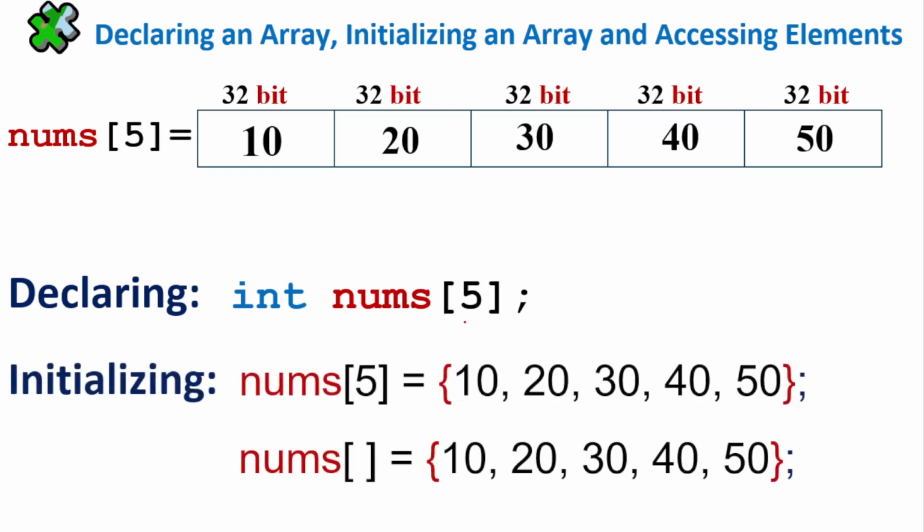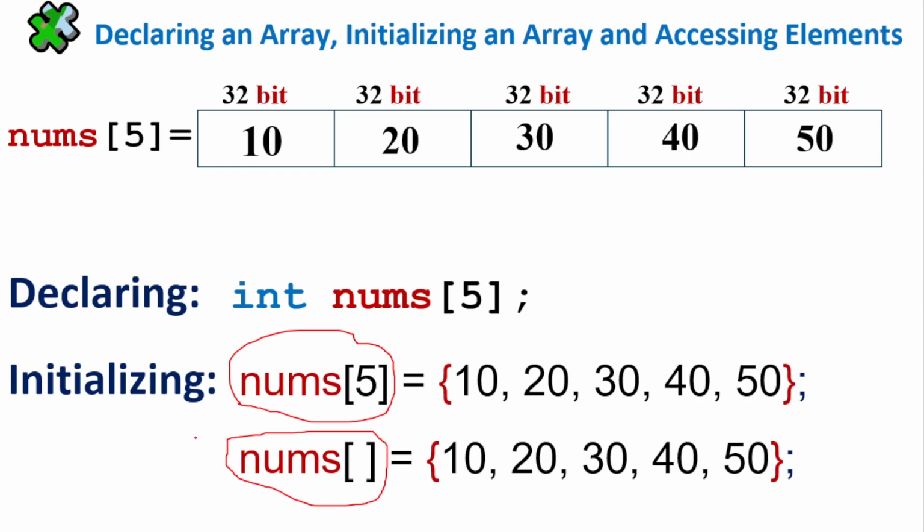Initializing an array. We can initialize an array in two ways. The first method is to define the size and list all values. The second method is to skip the size and let the compiler determine it automatically.